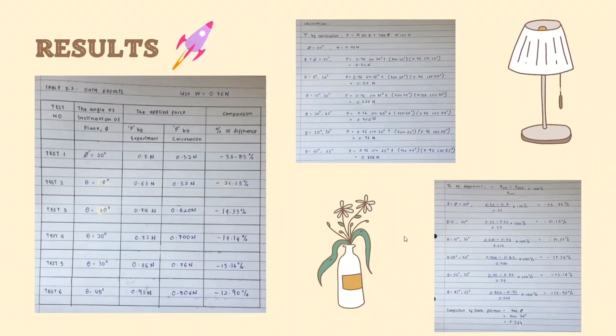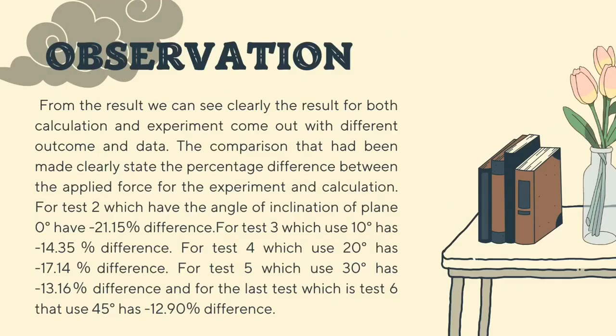For the next test, we use the same formula and get, as you can see, the result for test 2 at 0 degrees. We get P by experiment of 0.63 Newton, P by calculation of 0.52 Newton, and a comparison percentage of difference of negative 21.15%, and so on.